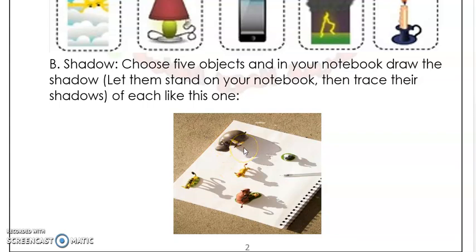on your notebook, or you can use white paper if it will be easier for you. So use white paper, let it stand, and after that, you are going to trace the shadow of each object formed in your notebook. Remember our topic about shadow, how a shadow is formed. It is formed when an object blocks the light. This ends our revision number 2.